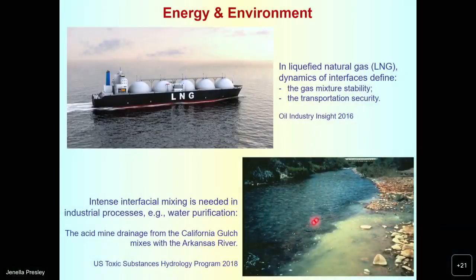Another example is that, for instance, we might need extensive interfacial mixing in industrial processes such as water purification. However, what we see here is a picture of acid mine drainage from California, when the California Gulch mixes with the Arkansas River. In contrast to the previous case, in this particular case we really want this mixing process to occur sooner, but the interface between two very well miscible fluids remains stable at a global scale. Essentially, we need to take a big spoon and mix it, or force it with acceleration to mix it in order to destabilize this interface.